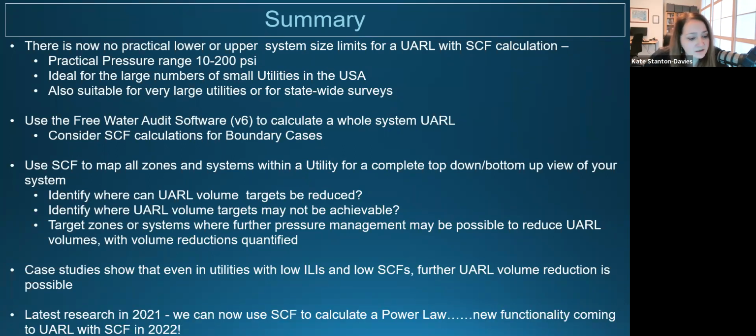One of the things that we've been working on over the back end of 2021 is to use SCF to calculate a power law. That's just something to tease you with. We might have some more news on that later in the year, but it's going to be new functionality coming to the software at some point later on this year.